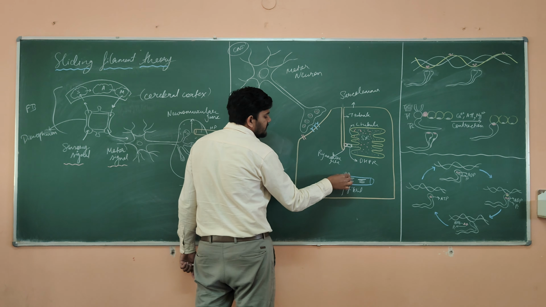When the CNS sends the signal, it is brought by the motor neurons. When the signal comes to this axon terminal, here we have voltage gated calcium channels. When the signal comes down, these voltage gated calcium channels will open, and calcium will come inside.